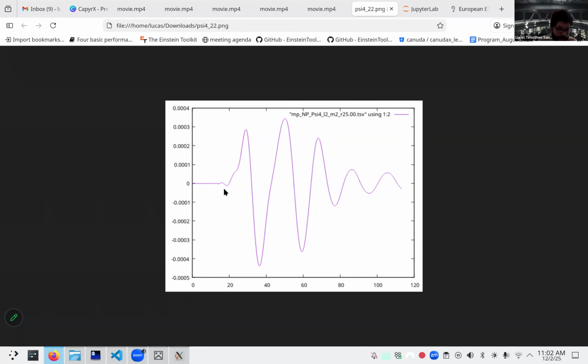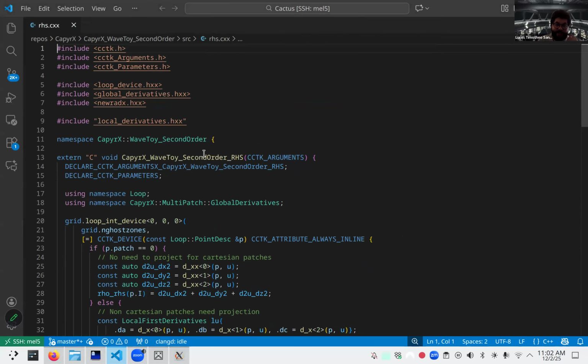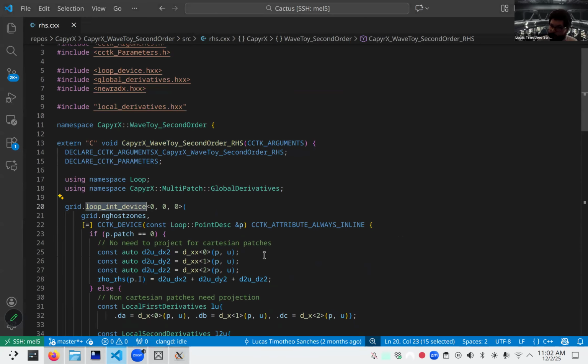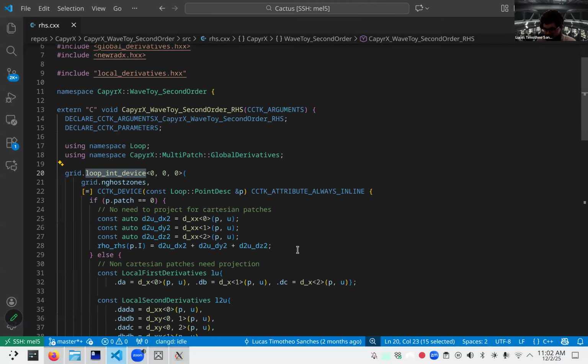Finally, what I would like to show you in the final minutes of this talk is the code changes you would have to do in order to use this multi-patch system. And so for that, I'm going to pull up my code editor and I want to show you some code. So here, what we are looking at is the right-hand side of the wave equation evolution Cactus grid function. And here is the CapyrX kernel that's going to compute that. Oh, and by the way, I didn't say this, but CapyrX is also GPU enabled. You can run this on the CPU and on the GPU.